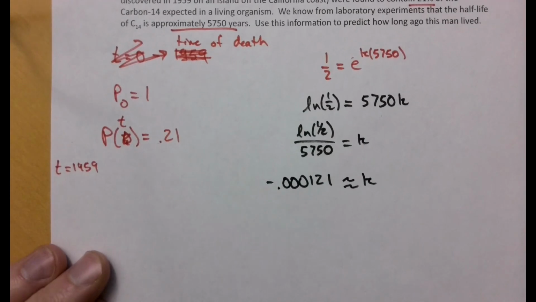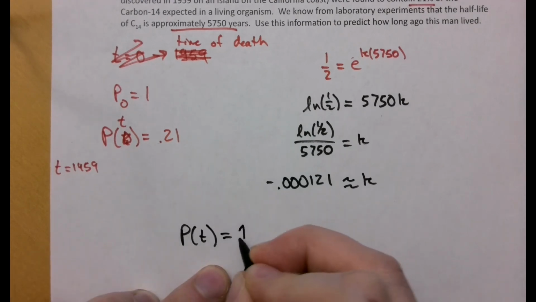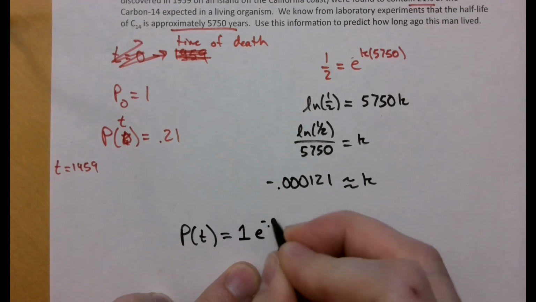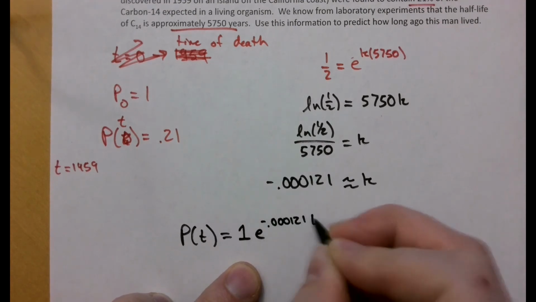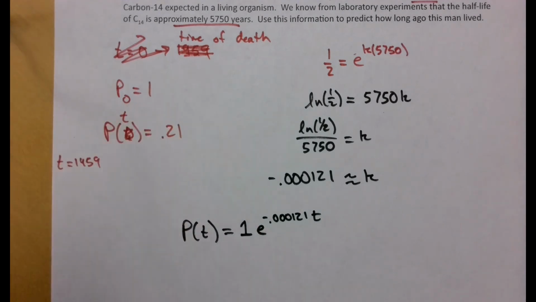So let's write our equation. P of t equals 100%, corresponding to 1, times e to the negative 0.000121 times t. So this models the decay rate of carbon in this particular Arlington Springs man.